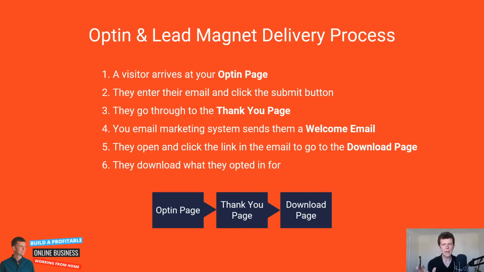Now, the reason we don't give them what they opted in for directly on the thank you page, i.e. the page after they click submit, is because we want to check that their email address is good. We don't want people putting in random characters at randomcharacters.com and getting our stuff. The purpose here is to build a quality list. That's one of the reasons, and the main reason is that we want to redirect them via email. So make sure that we've got a quality email list.